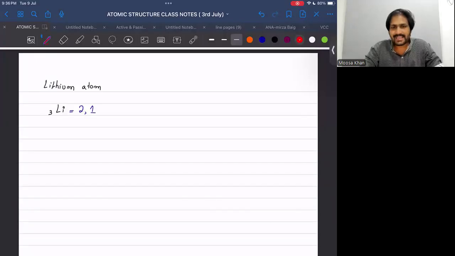Now, lithium can do one thing. In fact, lithium can do two things to achieve stability. क्या दो ऑप्शन है इसके पास? Either lithium should gain 7 electrons in its valence shell to have 8 electrons in the outermost shell. मतलब या तो lithium octet rule follow करे या duplet rule follow करे.